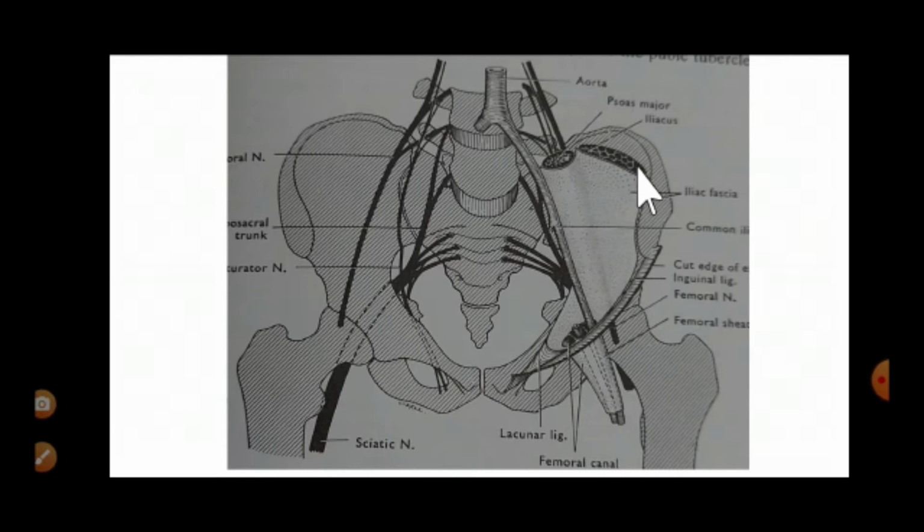Here what we are seeing is the iliacus muscle and the psoas major muscle, and we can see that it is covered by a fascia here, which is called the iliac fascia. And anteriorly, deep to the anterior abdominal wall muscles, we will have the fascia transversalis. So we have to appreciate the fact that this is the place where the anterior abdominal wall, the posterior abdominal wall and the thigh meet. So they are meeting at the inguinal ligament.